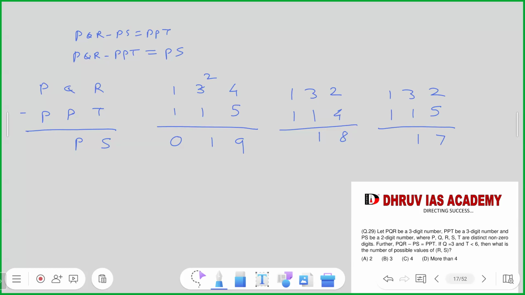Or can you have something like this? See, just see, because this 3 is there, Q is 3, so you'll have limited options only. So 3 options only. Okay, and then what is the number of possible values of R and S? See this one, RS, RS, and RS. So there are 3 possible values for R and S. So this is the option.